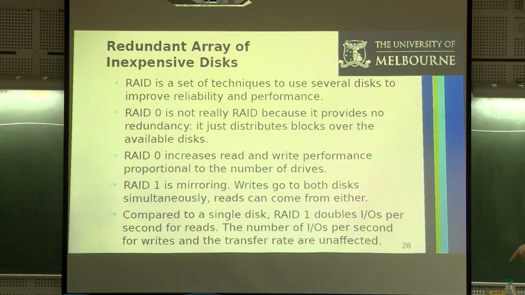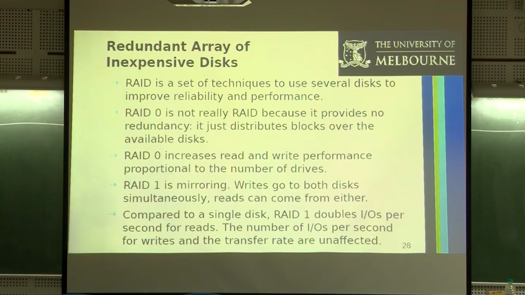And then RAID 1 is mirroring. So now we actually have some redundancy, where you've got a couple of disks and you've got a copy. If one of the disks were to fail, then you can reconstruct it simply by copying from the other disk, bringing the copy across. But RAID 1 has a problem.